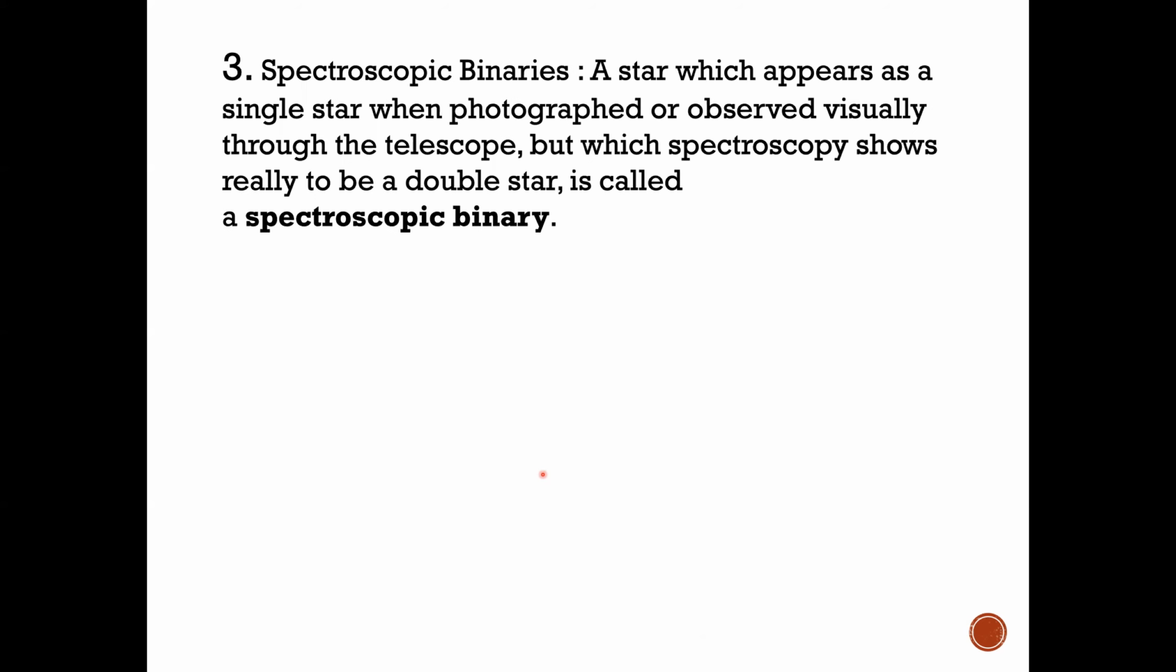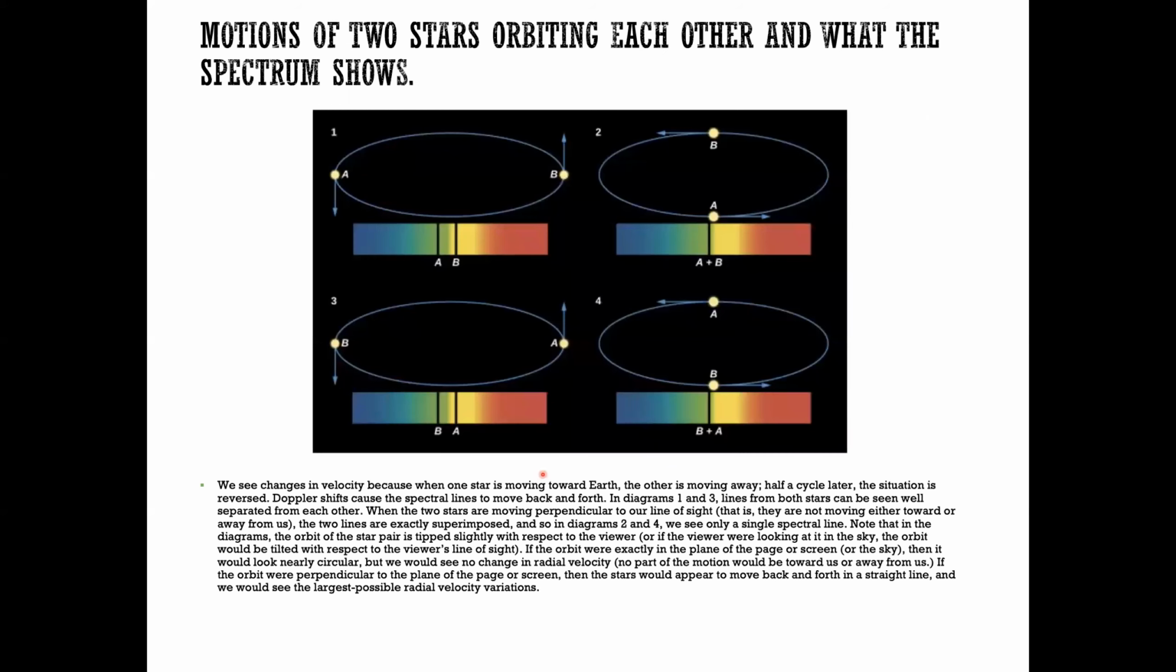The third one is spectroscopic binaries, which means when you look at the sky, you don't see two stars. The system appears as one star. But if you look at the spectroscopy, you can clearly see that there should be two stars. These types of binary star systems are called spectroscopic binary systems. And here is how you figure that out. There are two stars, and one is rotating around the other.